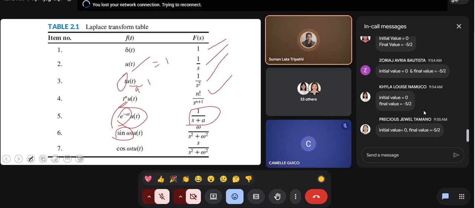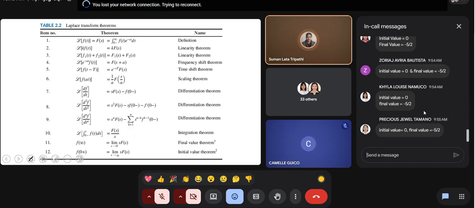And this is nothing but the sine function. For the sine function it will be omega upon s square plus omega square. For the cos function it is s upon s square plus omega square. So that's why I have kept this in this slide, so that you can remember all the rules which we have discussed till now. This is the final value theorem, and this one is what?